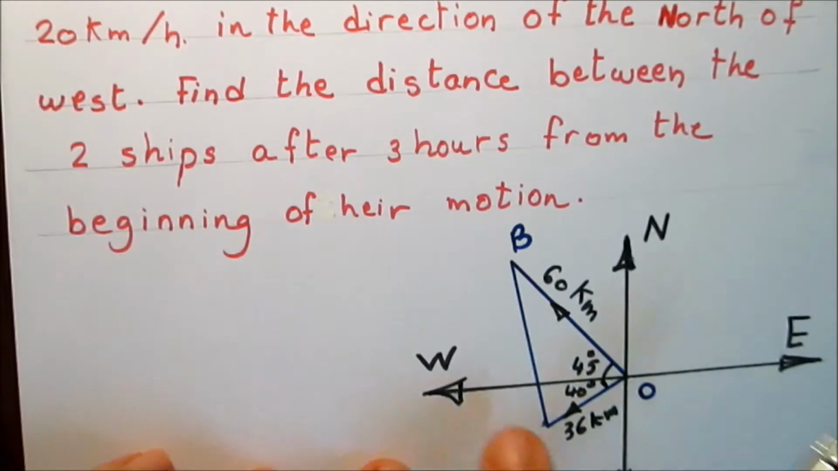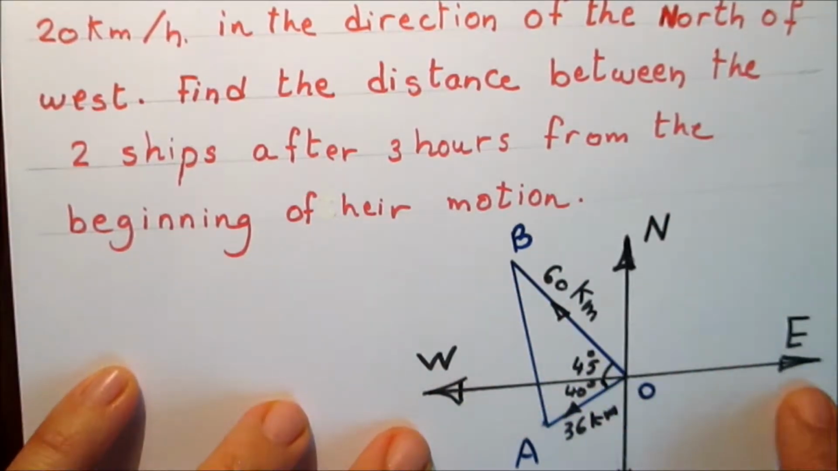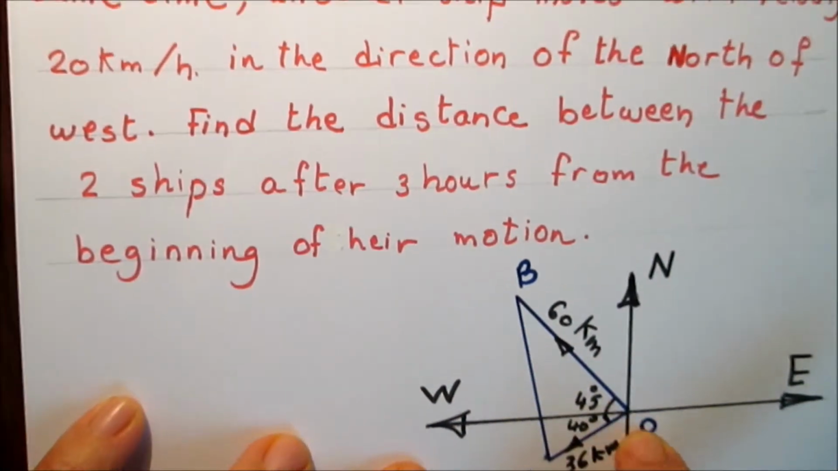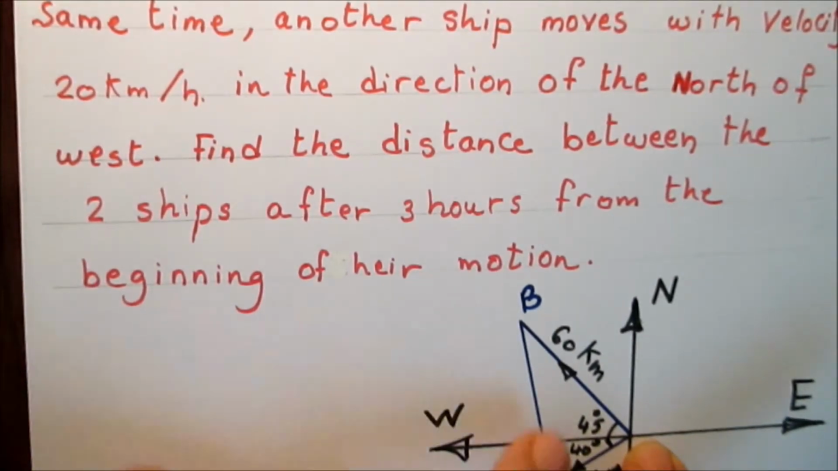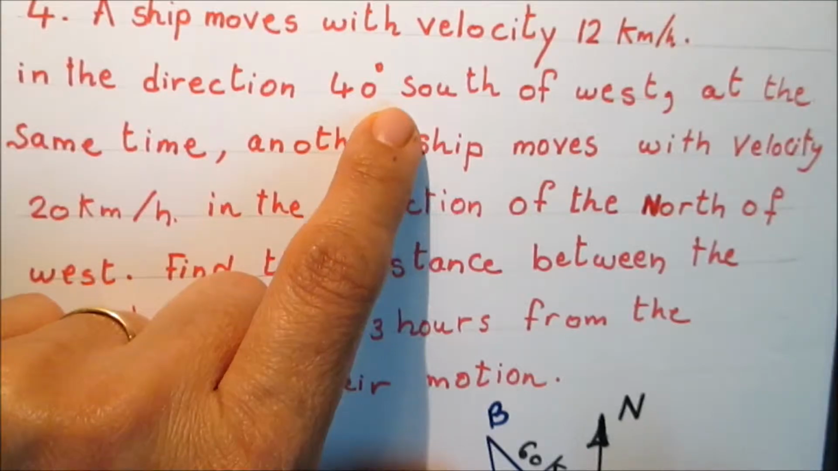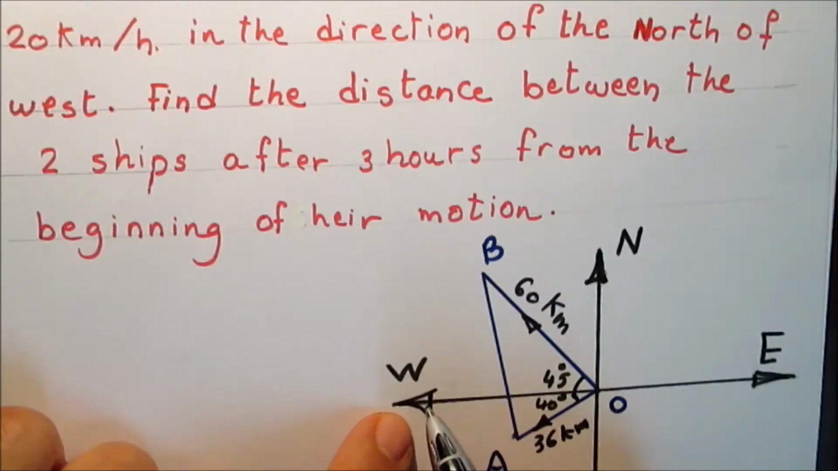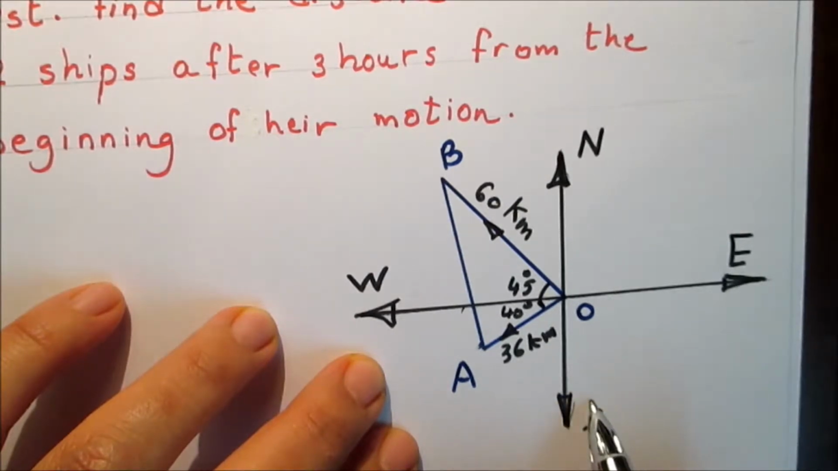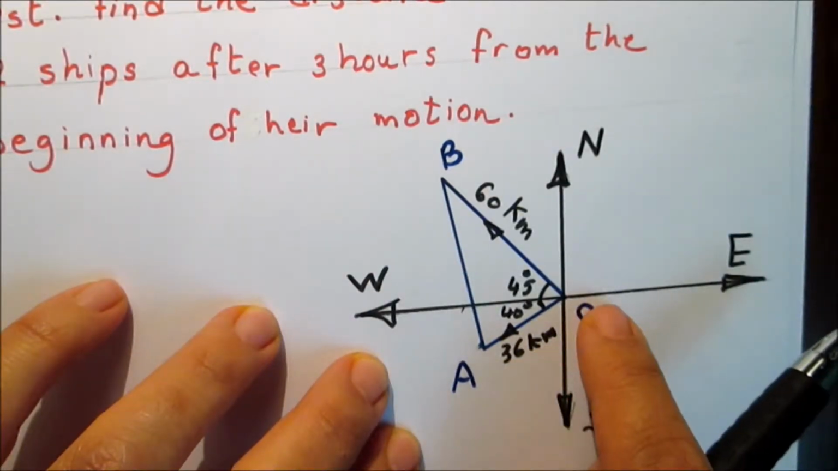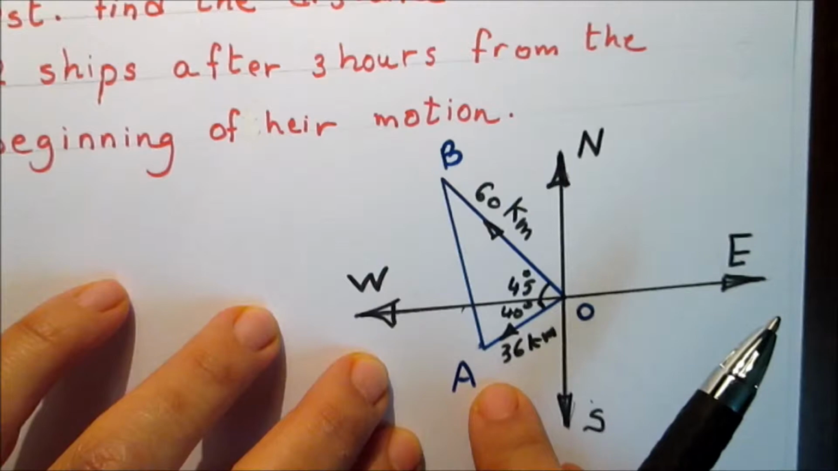Number 4: a ship moves with velocity 12 km per hour in the direction 40 degrees south of west. So we have the 4 original directions and the origin point. Start by the origin point. The first ship goes 40 degrees south of the west, which means that you start by the west and go down 40 degrees to the direction of the south. So OA represents the motion of the first ship.